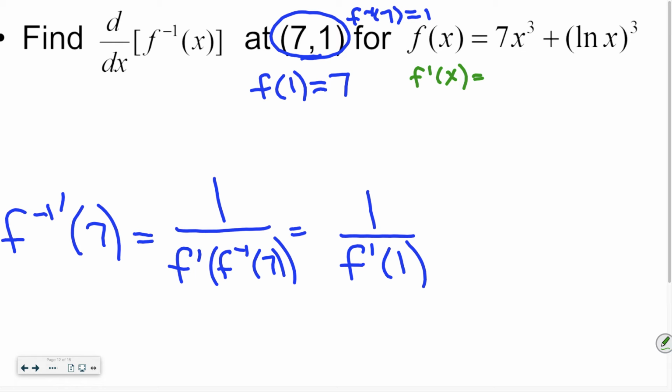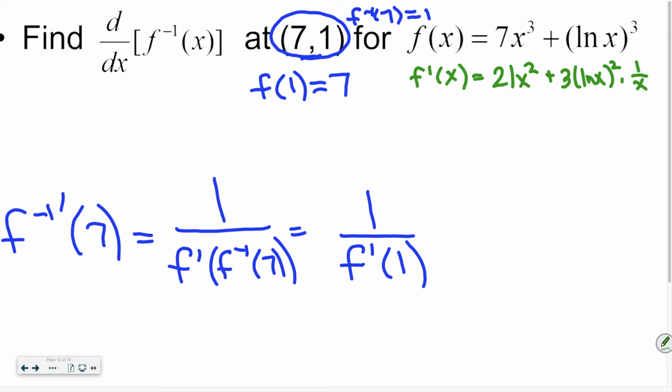Okay, our derivative. Grace F, what you got for me? 21x squared plus 3 times ln x. Okay, 3 times what? Squared.